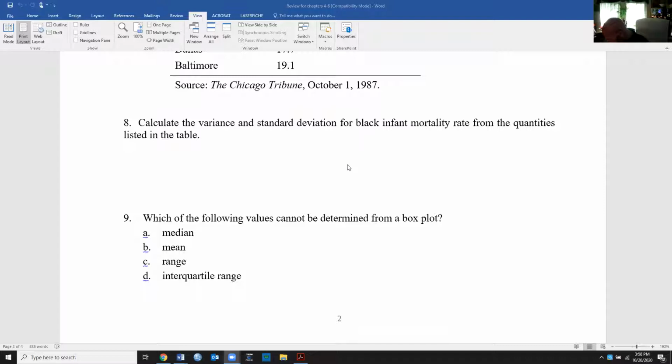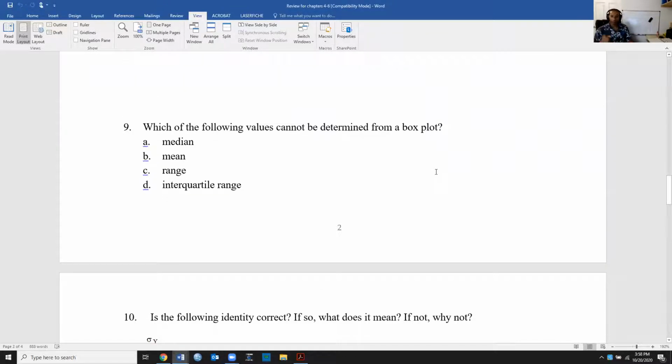All right, so we calculated the variance and standard deviation. We've got both of those. So which of the following values cannot be determined from a box plot? Remember, I just drew a box plot up here. What did I not have up there? The mean. Correct, I did not have the mean. I had the median, the exact middle. I had the highest score, the lowest score, Q3 and Q1. So I had the range, the IQR, the median. I didn't have the mean. Good.